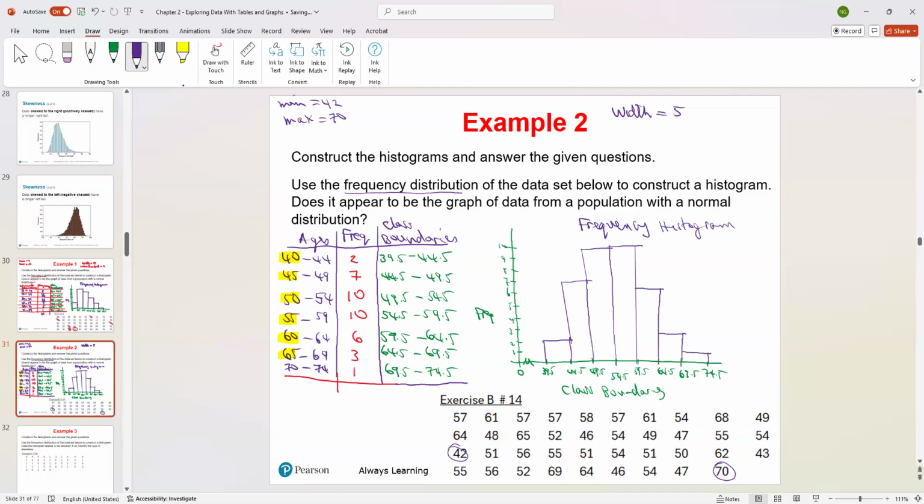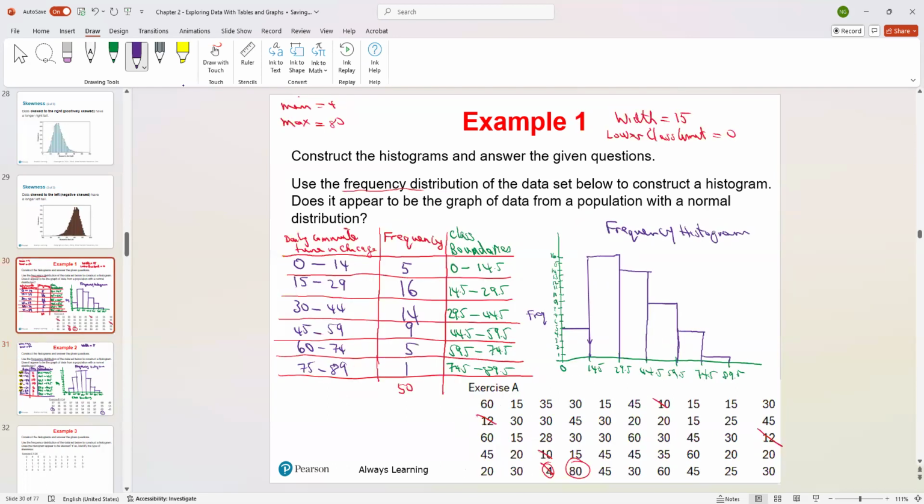Normal distribution is mostly symmetric, not skewed left or skewed right. I cannot say this one is skewed left or skewed right. It's not uniform, it's mostly symmetric. So we can say yes, the histogram does appear to be a graph of data from a population with a normal distribution. But if you look at the previous one, it would be more like it's skewed right, because it shows it's mostly skewed right. It's far from being bell-shaped. The histogram does not appear to depict data from a population with a normal distribution there, right?